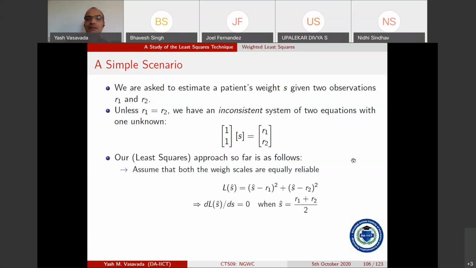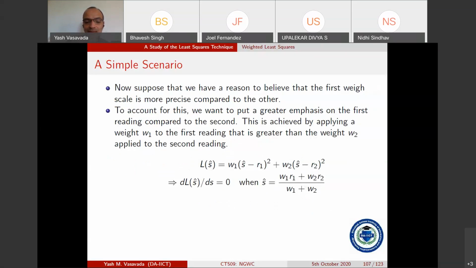Okay, now suppose we consider a case where these 2 readings are not on the same weigh scale, but 2 different weigh scales, and we know ahead of time that one weigh scale was purchased maybe 20 years back, and it is pretty flaky, and the other weigh scale is more recent and it is well calibrated. So then what to do? Well, one simple solution is to say that I'll just use the weigh scale which is more recent and more accurate, and I'll just throw away the reading that I get through the second weighing machine.